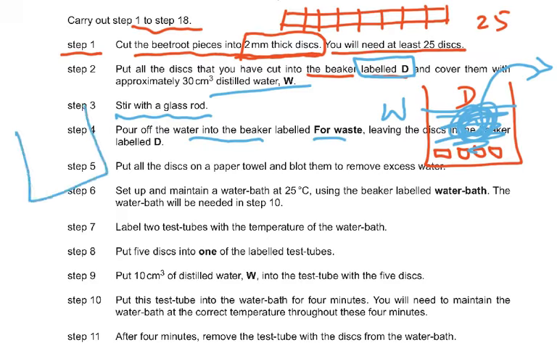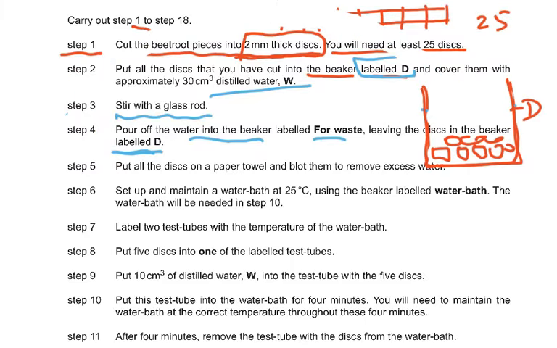So there was another beaker which was labeled waste. You poured off this water here, leaving the discs in the beaker. So you are finally left with the discs in the beaker labeled D. Now you have poured off the water, you have added that to the waste, and you have the discs in the beaker labeled D.